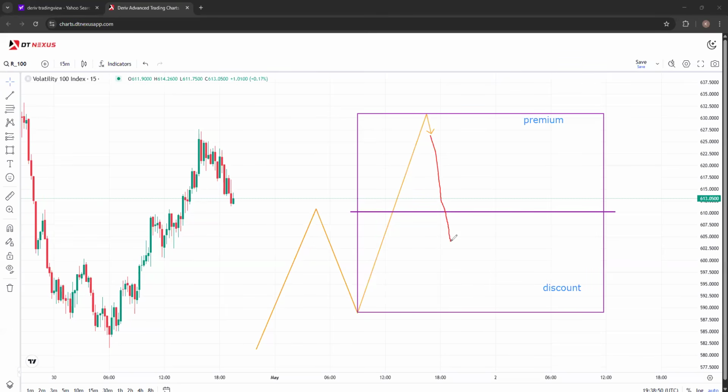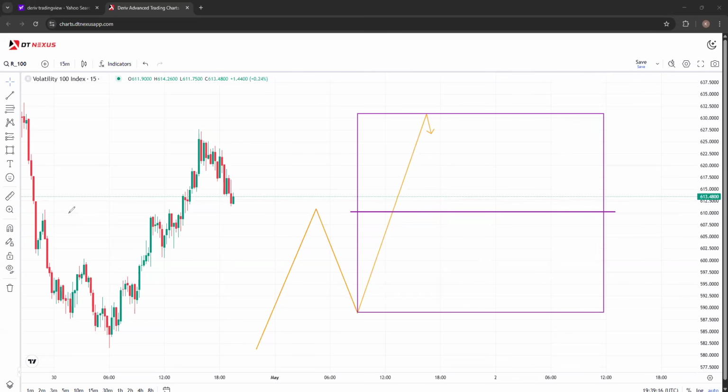But now, since we know that it's supposed to get in our discount, the problem is, where exactly in the discount? So we are now treating our discount like another zone. Where exactly in our discount level are we most likely to get a reversal?